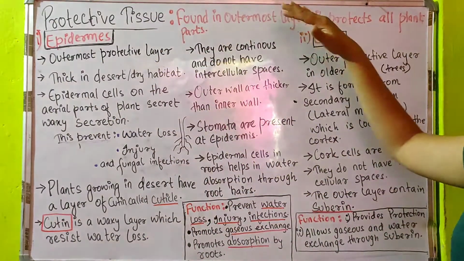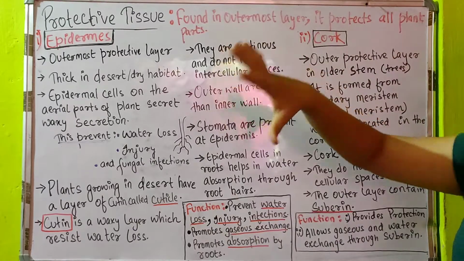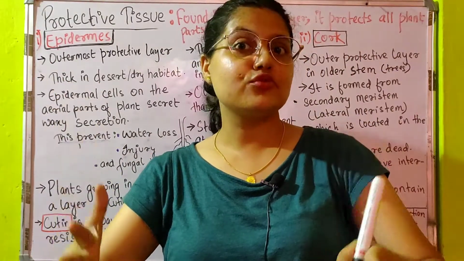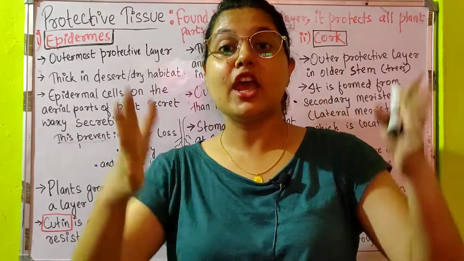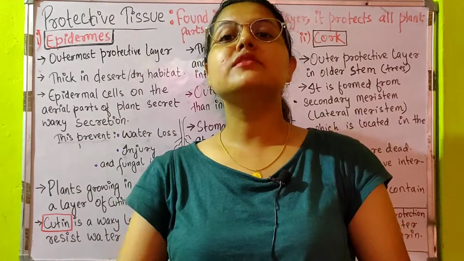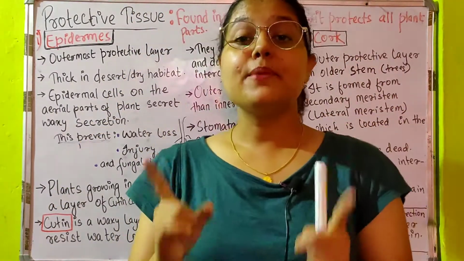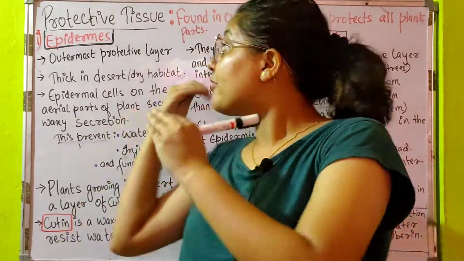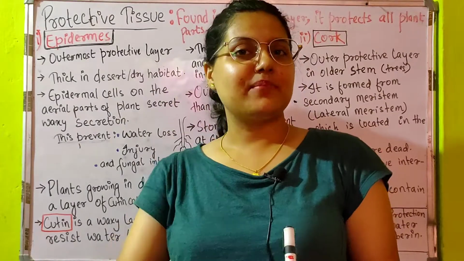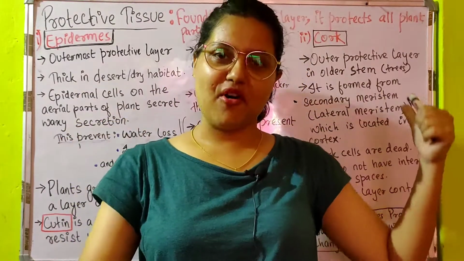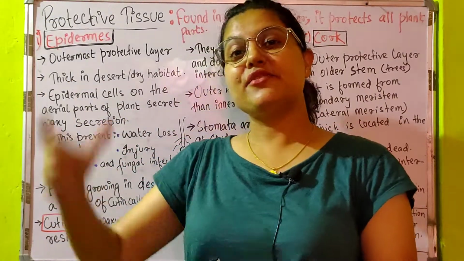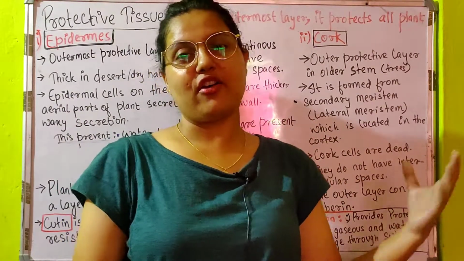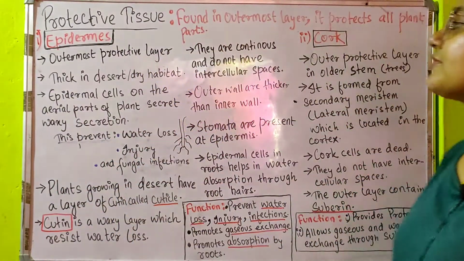They are found in the outermost layer and it protects all parts of the plant. Epidermal cells or epidermal tissues are those tissues which are present in the outermost layer of the plant, and they protect all plant parts. The protective tissues are of two types, that is epidermis and cork. First we'll be dealing with the epidermis and then we'll go forward with the cork. So let us come to the epidermis first, students.